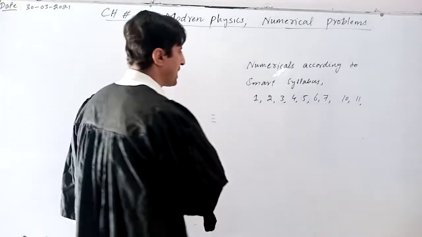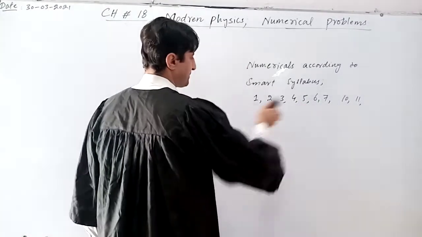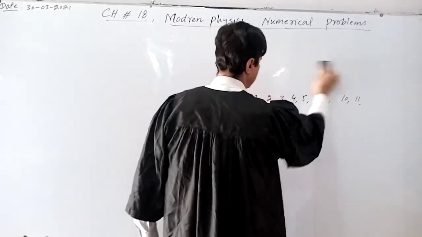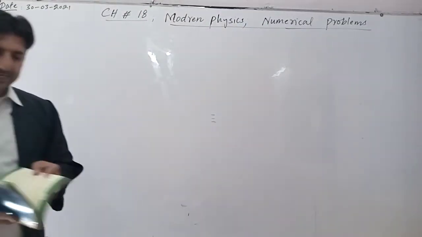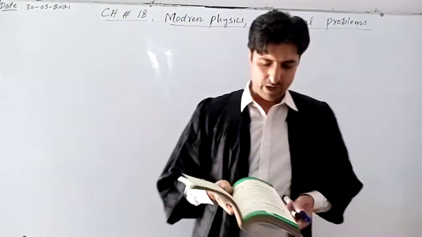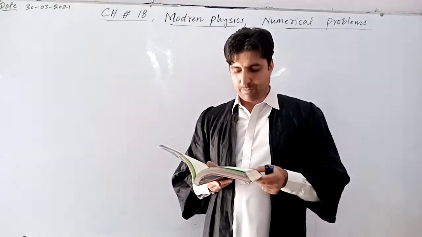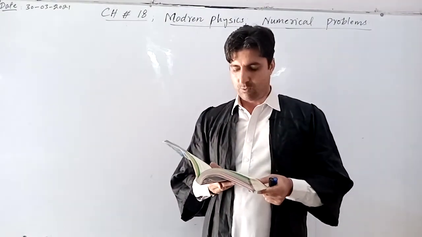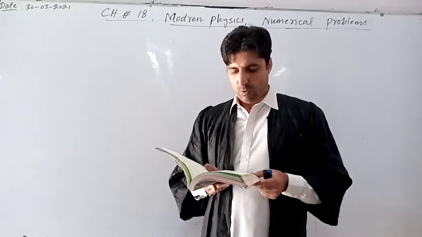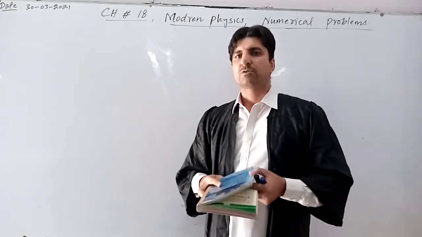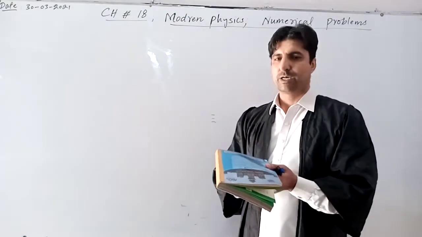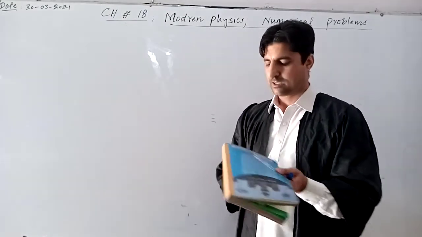So let's start properly. You have to note this pattern. What is stated in numerical number 1? The length of a spaceship is measured to be exactly 1/3 of its proper length. What is the speed of the spaceship relative to the observer? So length is given, we have to calculate the speed of the spaceship.